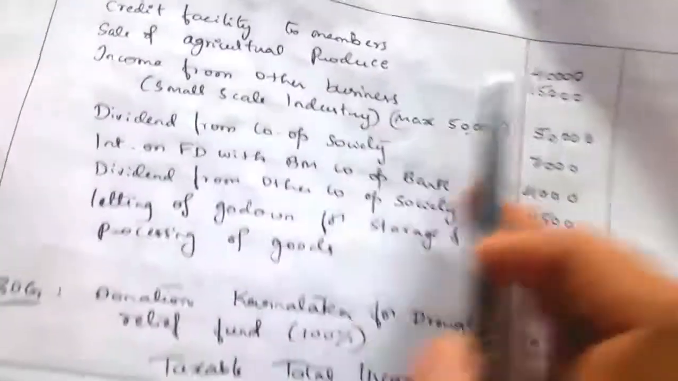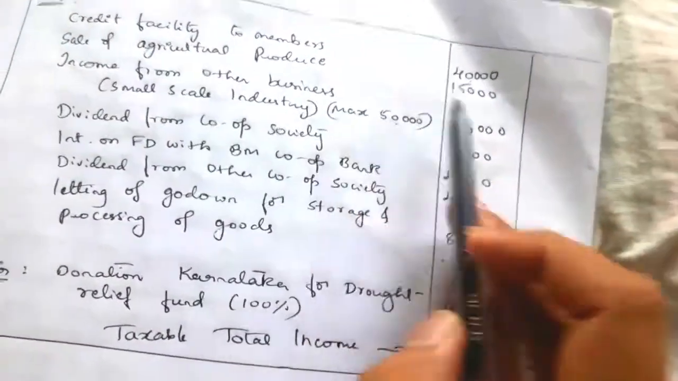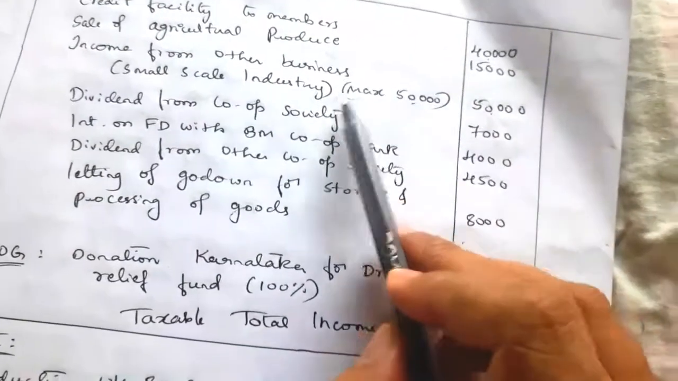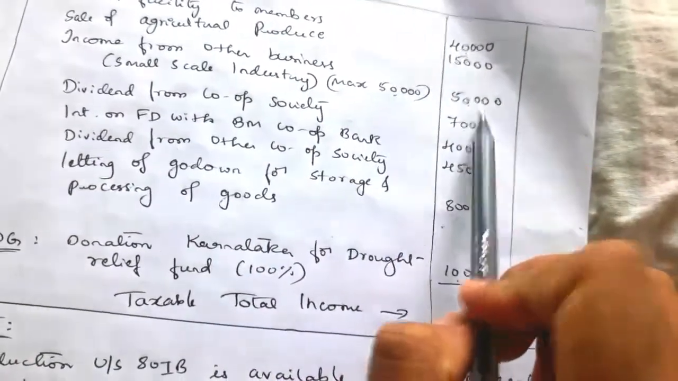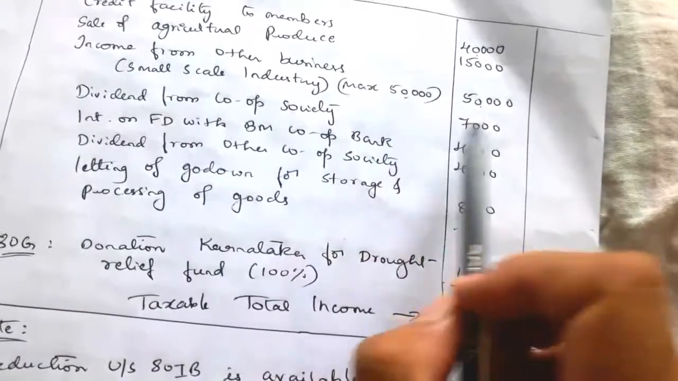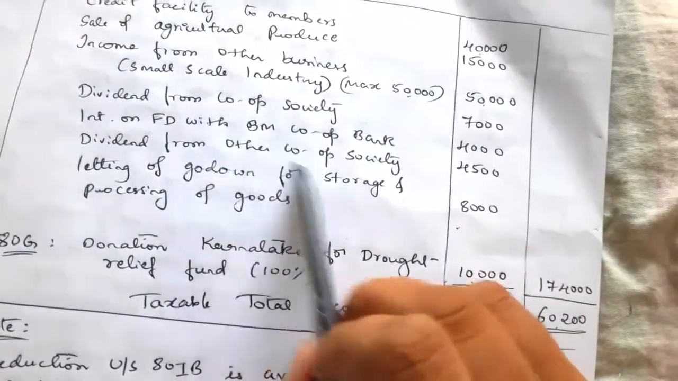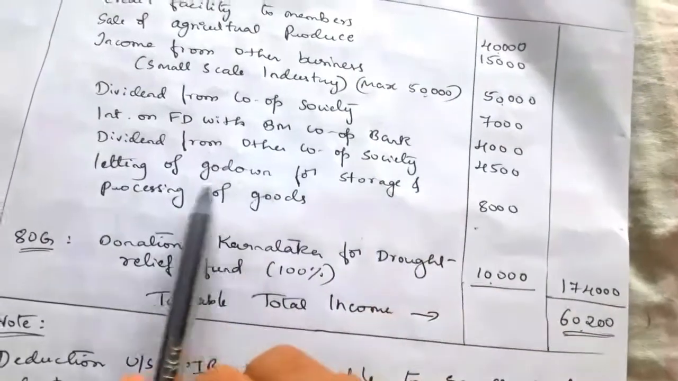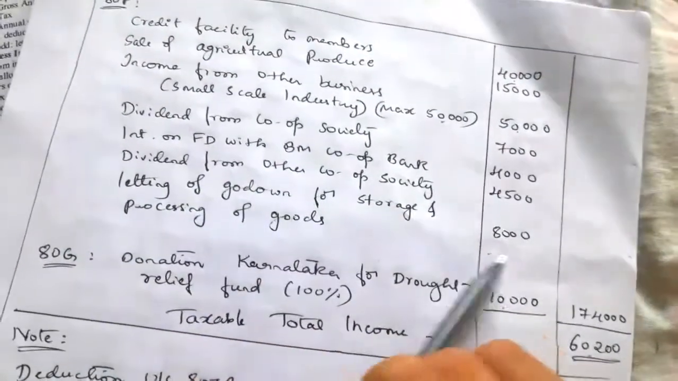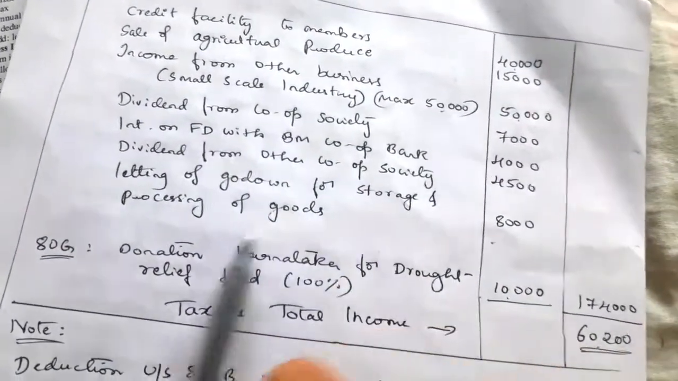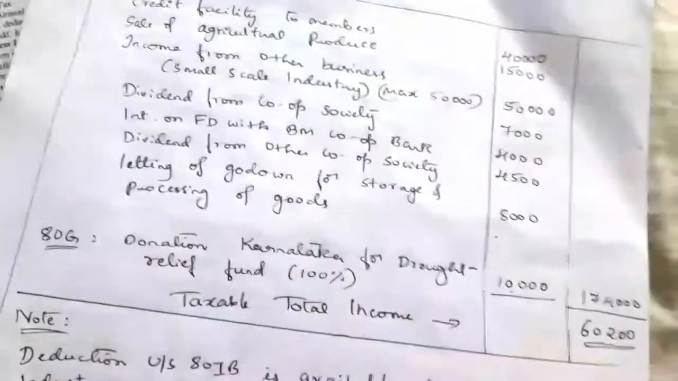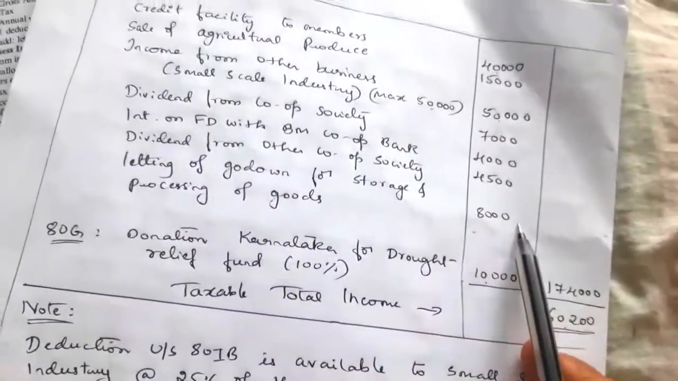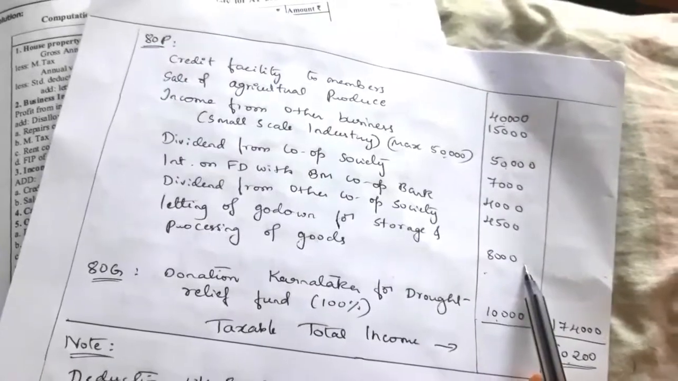So write all the deductions one by one. First is credit facilities 40,000, agricultural produce 15,000, income from other business, that is small scale industry, maximum 50,000, dividend from cooperative society 7,000, interest on FD 4,000, dividend from other cooperative society 4,500. Letting of godown also we have to take because the godown is used for storage and processing of goods. So these are the deductions under section 80P.